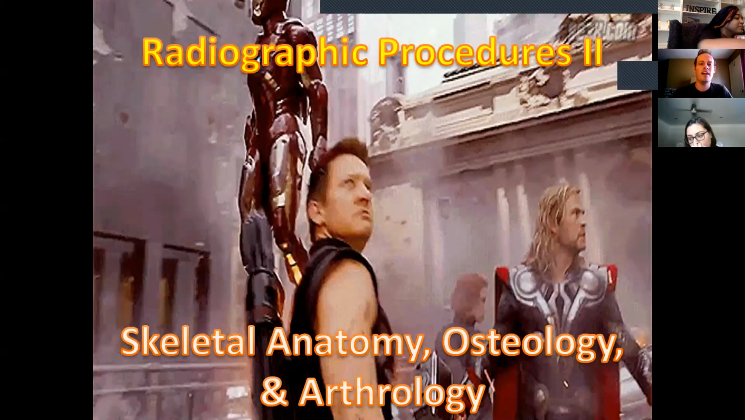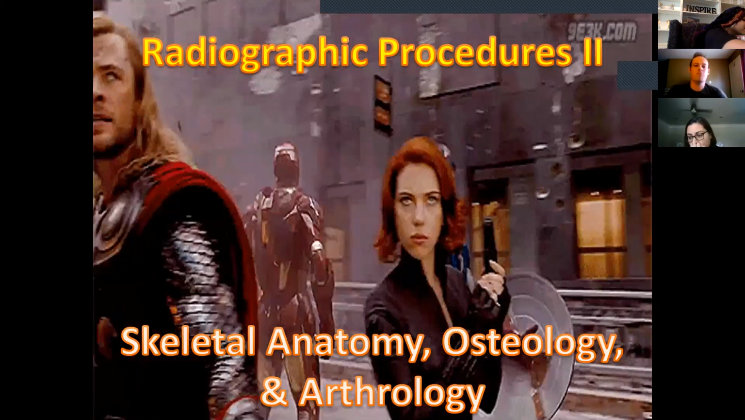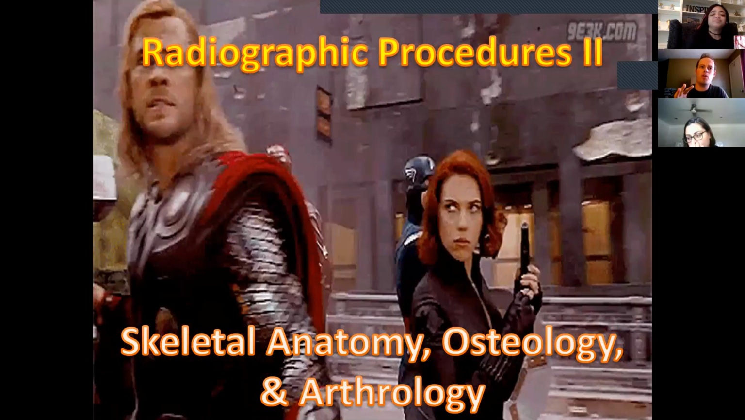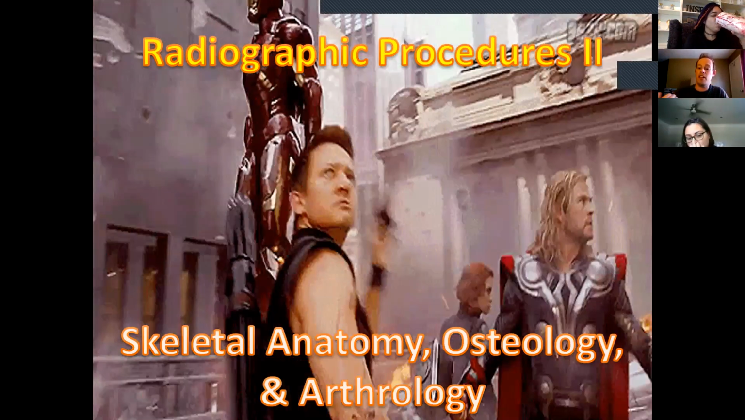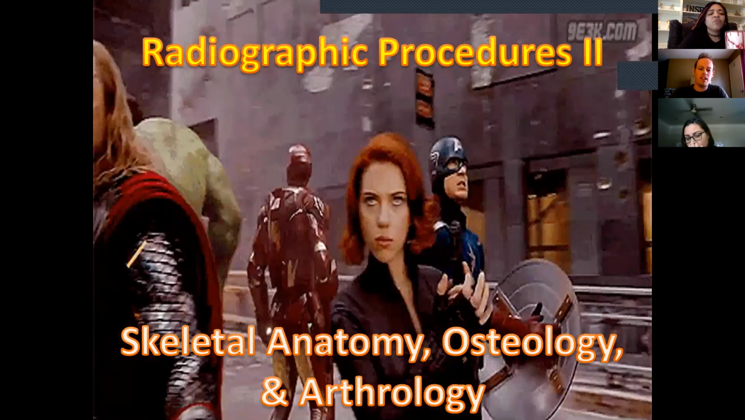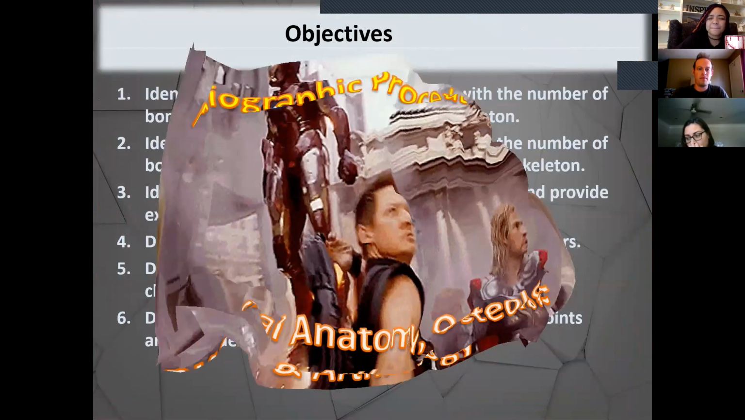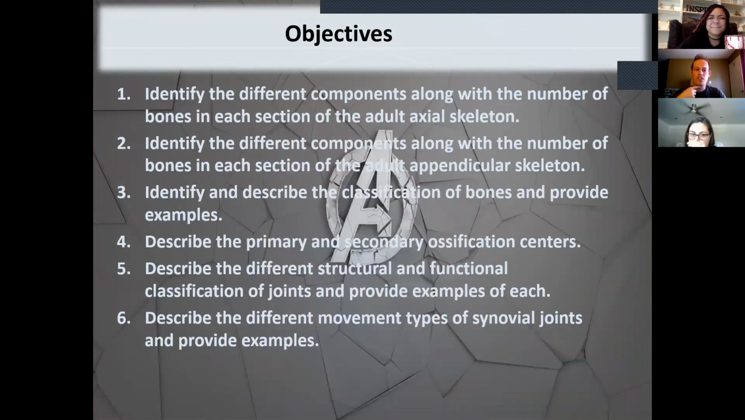All right, so in the first part of this class, before we jump into upper extremities, we're going to do a little bit of a review as well as some new information in relation to osteology and arthrology. Here's the main stuff we will be going over this chapter. We're going to identify the different components and the number of bones in the adult axial skeleton as well as the appendicular skeleton, which we did go over last semester. That's going to be a bit of a review. We're going to go a little further.